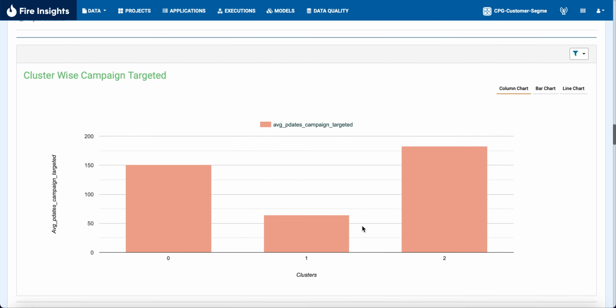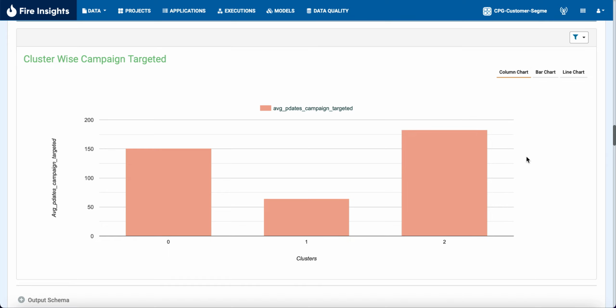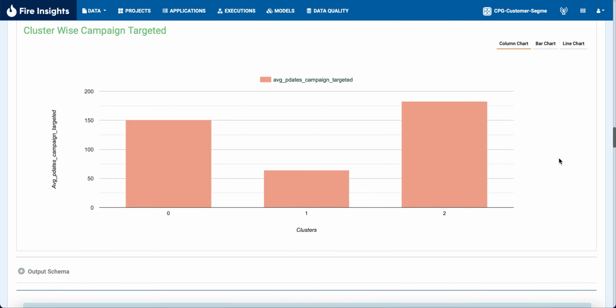Looking at our visualizations, we can dive deep into each of these statistics. We can see that clusters 0 and 2 were much more similar to cluster 1. Cluster 1, as we saw in our cluster distribution pie chart, is also the smallest cluster, so it may be worth investigating what makes these customers especially unique.